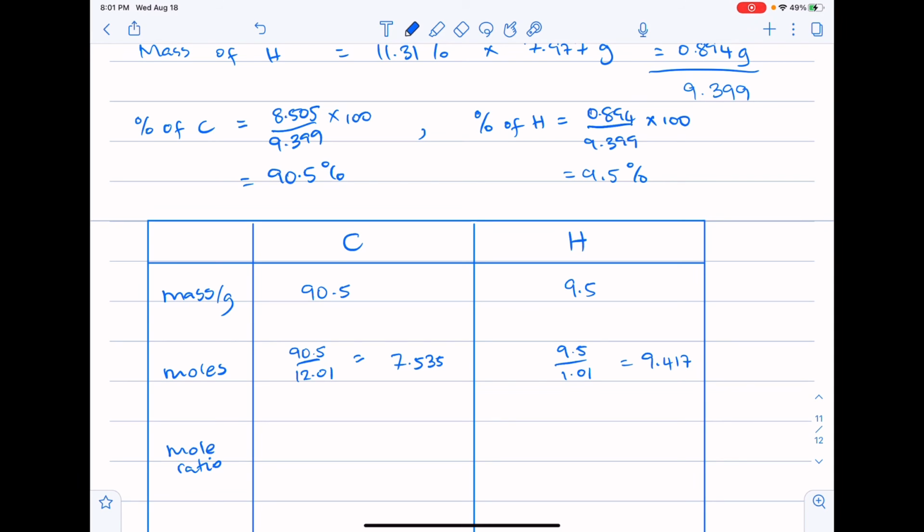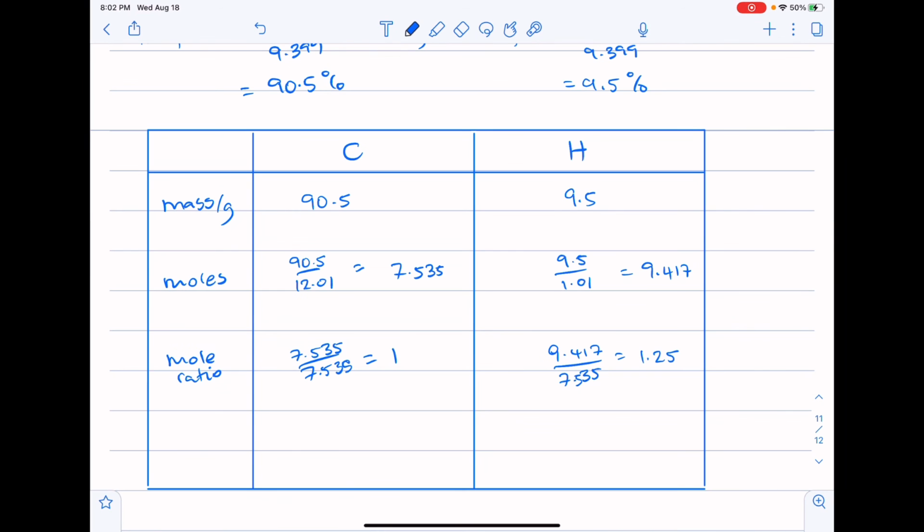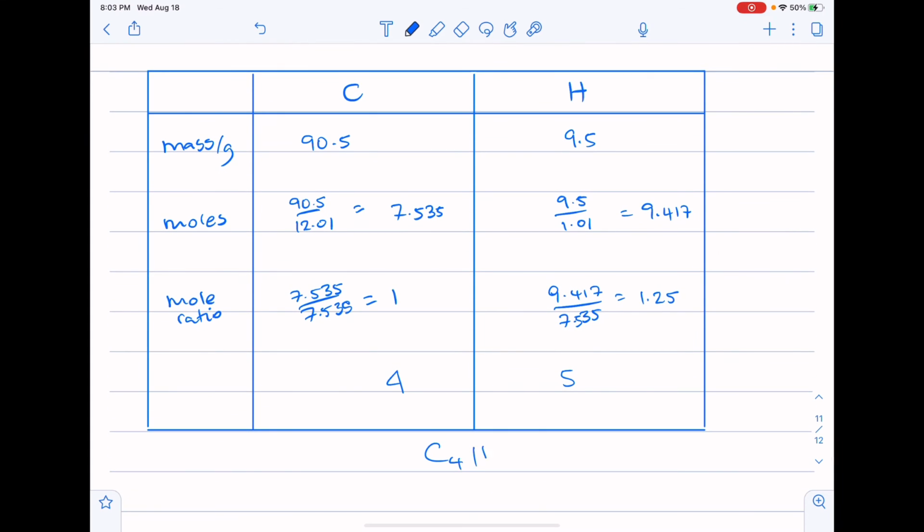When you look at these two numbers here, you're not going to get whole numbers, so let's give it a go. We have 7.535 divided by 7.535, which of course is 1, and then here you have 9.417 divided by 7.535. Here it would not be good for us to round this down to 1, because obviously this is 1 to 1.25, and it will be easy to see that as 4 to 5. So the empirical formula here will be C4H5.